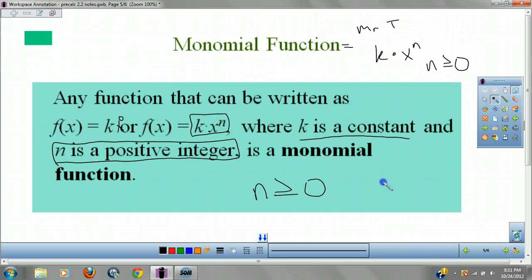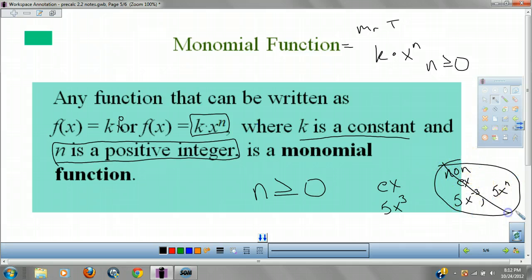Guys, think about that. Here's an example. It'd be something like 5 times x to the third. Here's a non-example, something like 5 times x to the negative 3, or 5 times x to the n. Those are not examples. Okay? Not? Yes. Not? Yes. Alright.